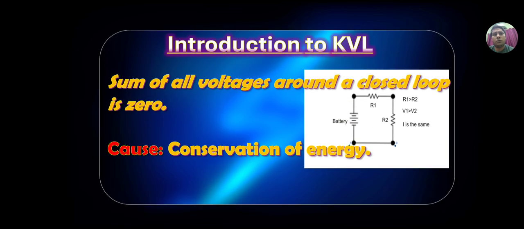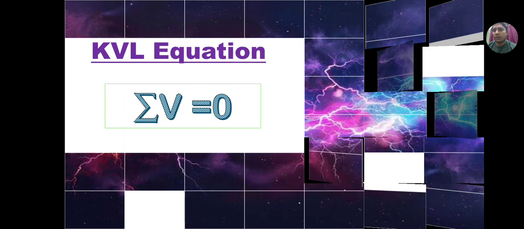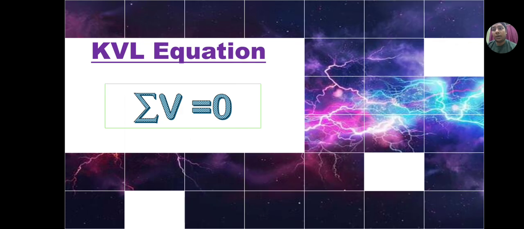Now let us move towards the concept of KVL. Kirchhoff's voltage law states that the algebraic sum of all voltages around a closed loop is 0. This law is based on the conservation of energy. KVL equation: according to KVL, the source voltage is equal to the sum of all voltage drops in the loop.